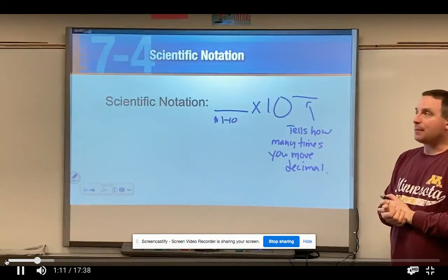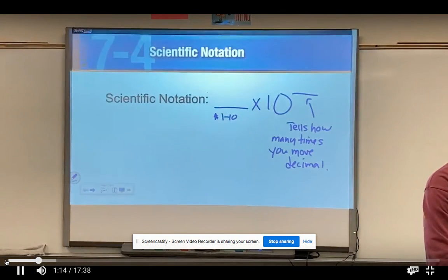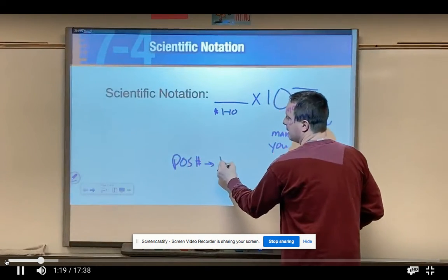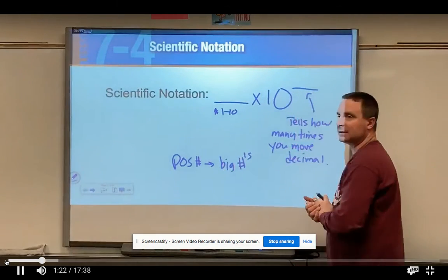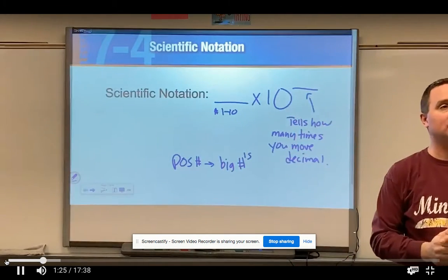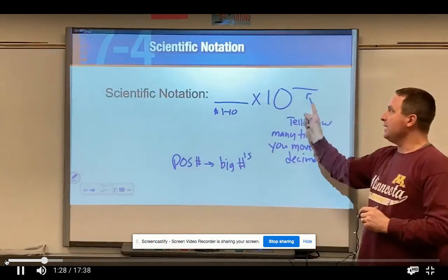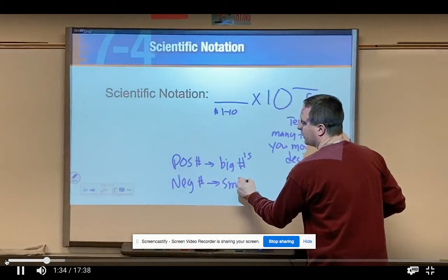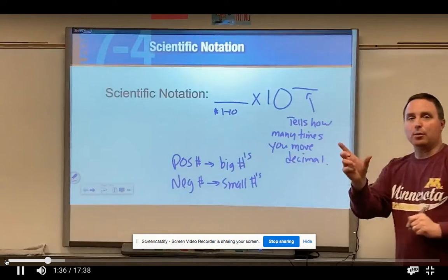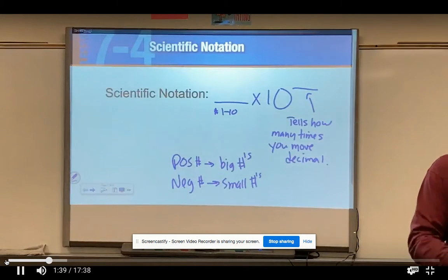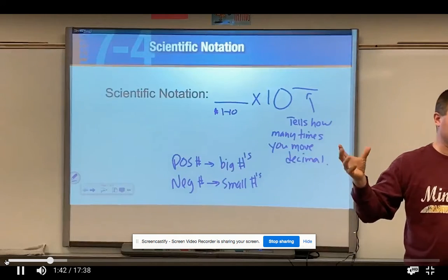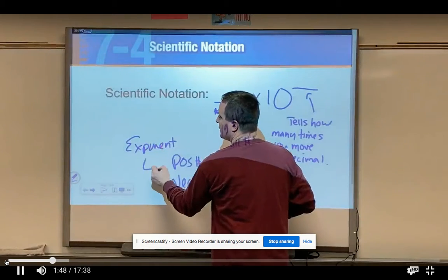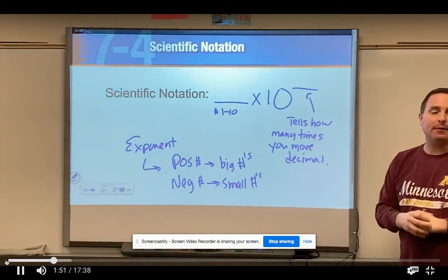One easy way to help us remember that is that the exponent is going to be a positive number when we're talking about really, really big numbers, like the distance to the moon, thousands, millions, billions. The exponent is going to be a negative number when we're talking about really, really small numbers, maybe the width of a cell, just really, really small things. Maybe I'll write this also here. This is describing what kind of an exponent we're going to have up there in the power of 10.